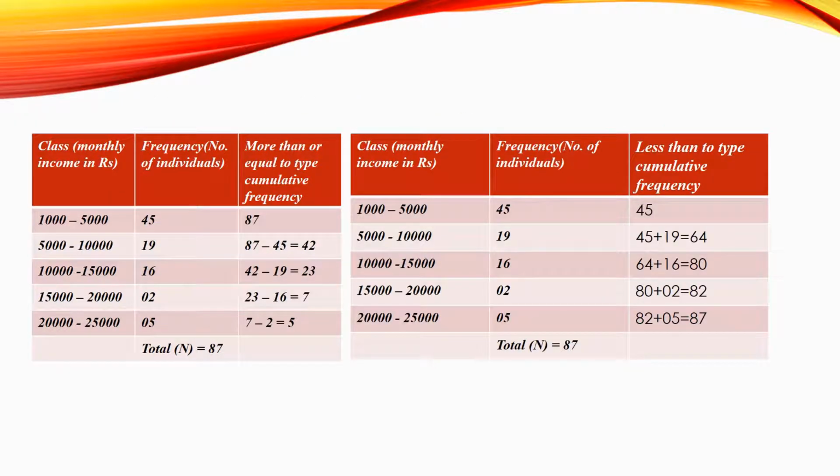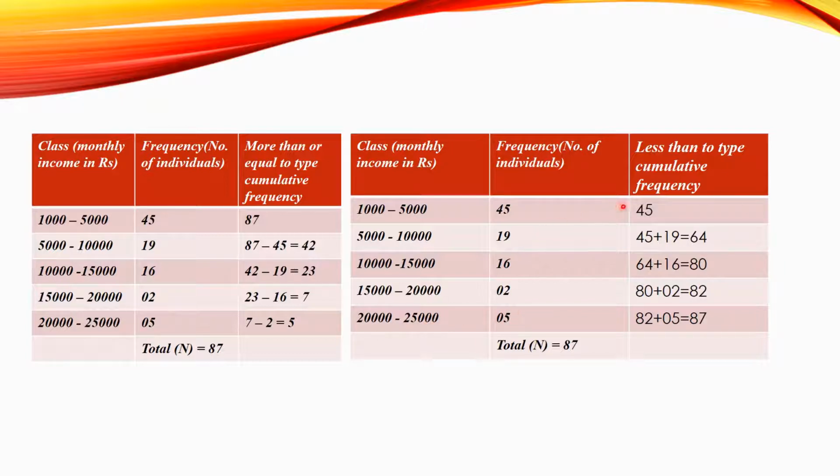Now here I will show the cumulative frequency which is less than type with the same question. So 1000 to 5000 is 45, 5000 to 10,000 is 19, 10,000 to 15,000 is 16, 15,000 to 20,000 is 2, 20,000 to 25,000 is 5.